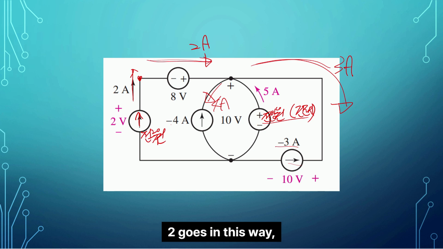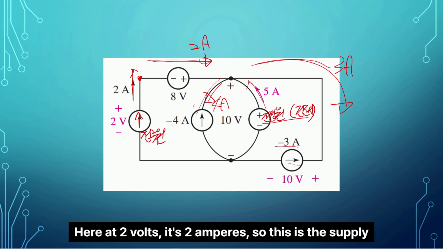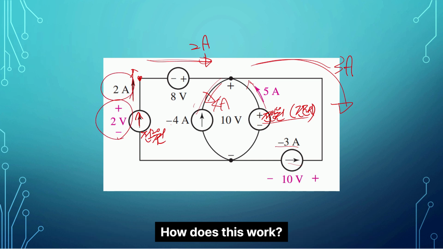2 goes in this way. 5 goes in this way. 7 goes out to 4. 1 goes out to 3. This is correct. And 7. That's right. So now, what we're looking at here is each component. It's 2 amperes. How does this work?